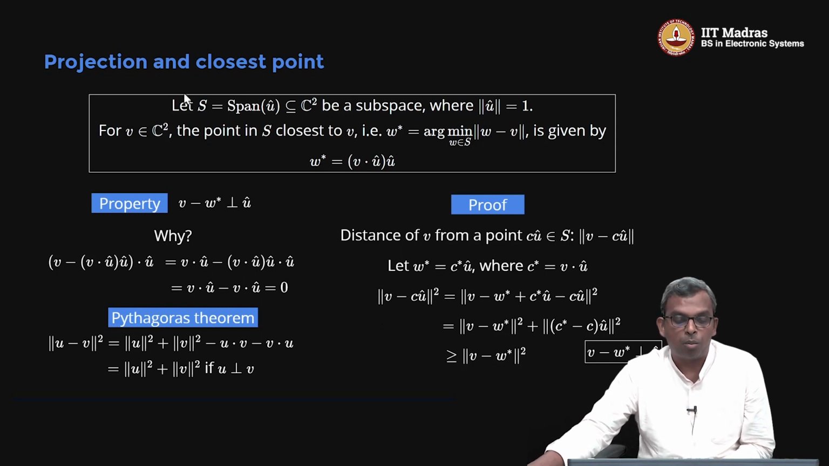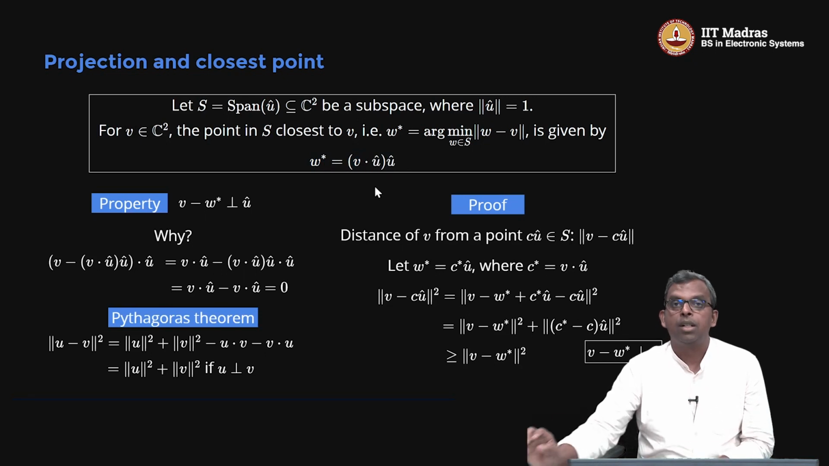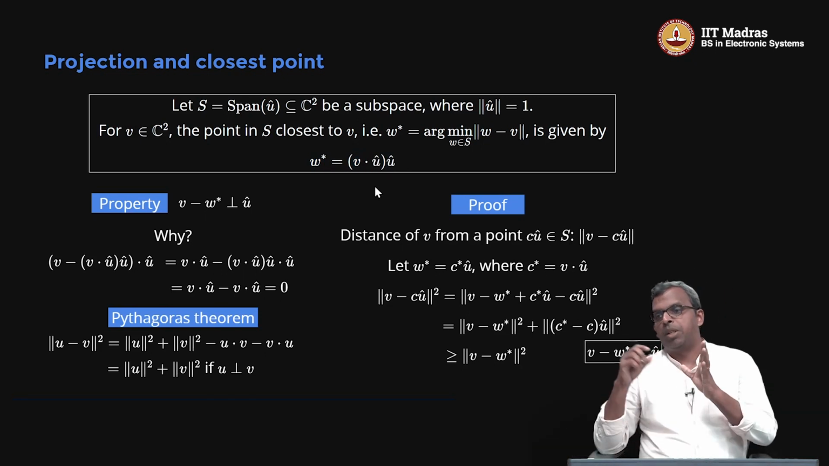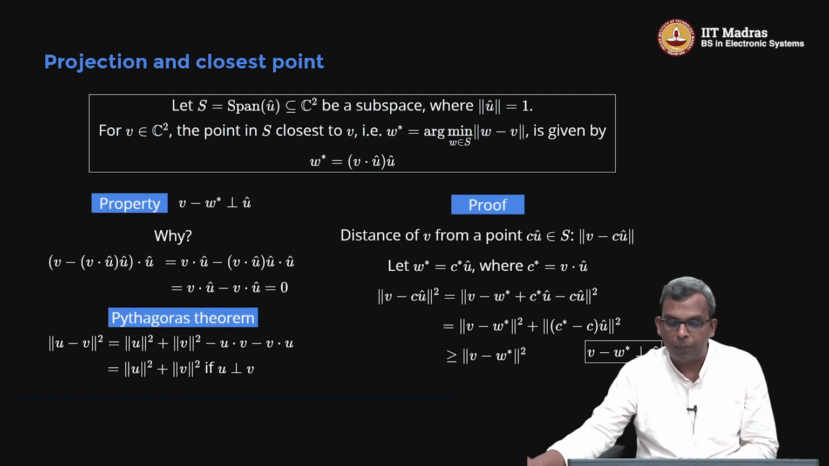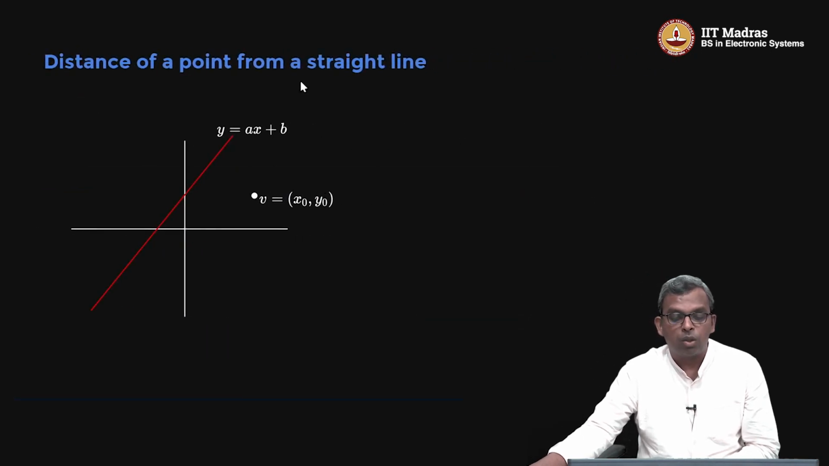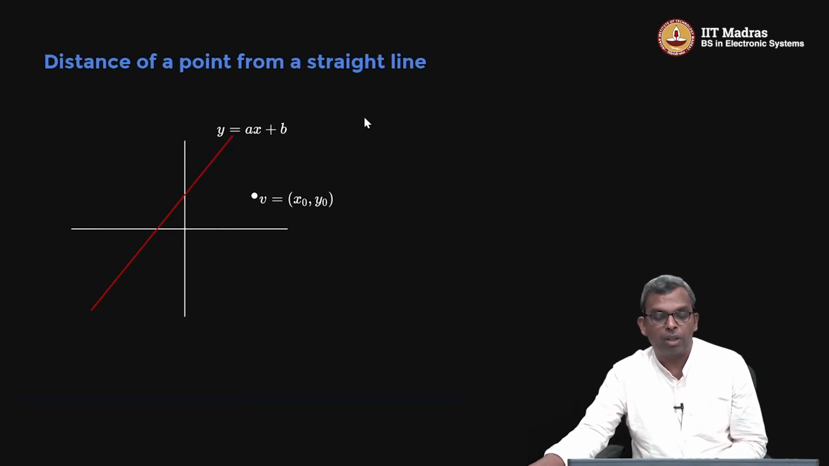So this formula is important to remember: W star is V dot U cap times U cap. If you are looking at a one-dimensional subspace, the span, and you have another point, the projection, or the perpendicular down to it, is given by this dot product. This is also called projection. I haven't really formally named it, but this is what it is. So here is a sort of generalization of it.